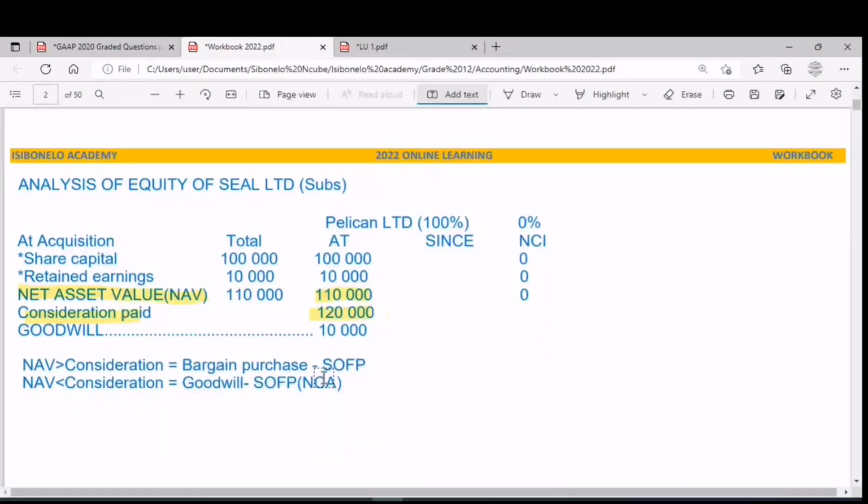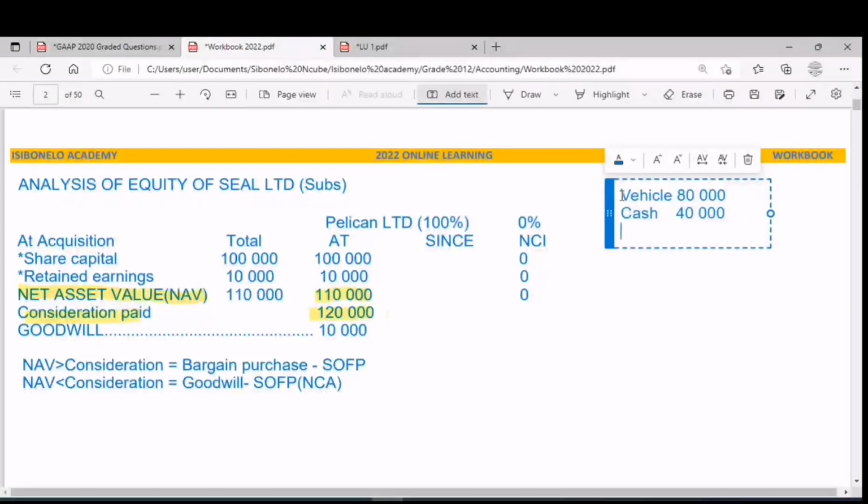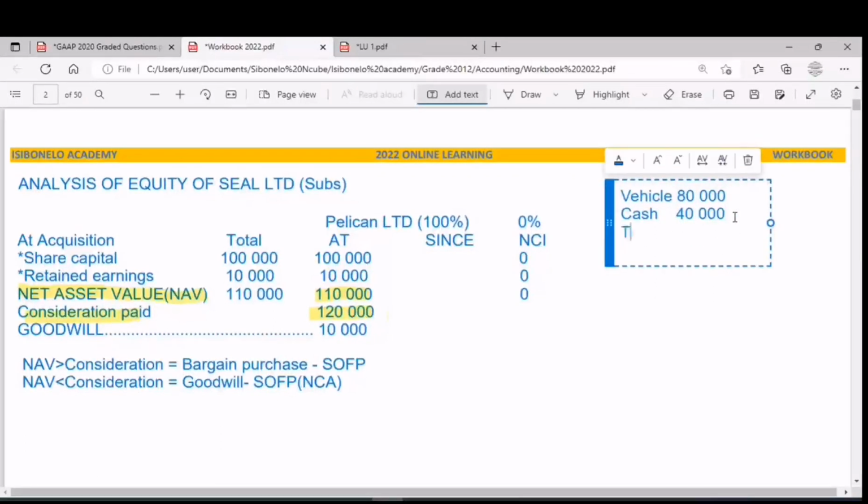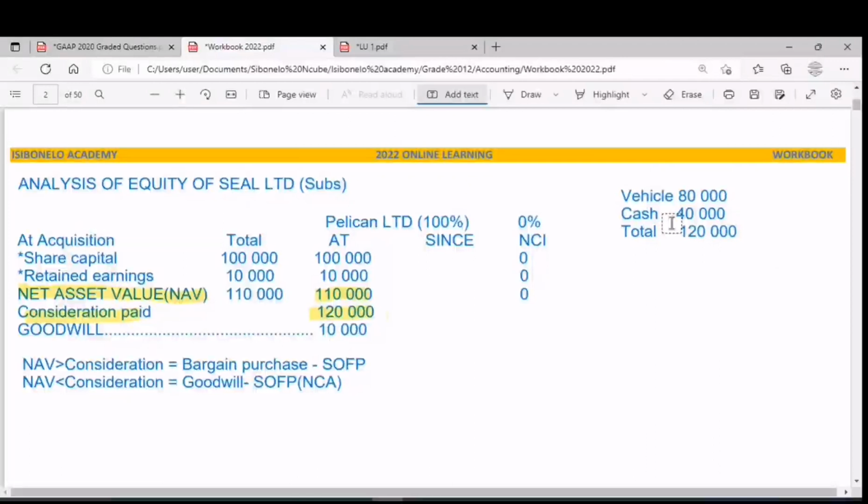Some we will add through the activities, where you will be told that the consideration is in the form of assets plus cash. But it makes no difference. If Pelican invests with a vehicle worth 80,000 plus cash of 40,000, it doesn't matter. We look at the total: the vehicle is part of the consideration paid by the parent for ownership of the subsidiary, and on top of that they added cash of 40,000. So you look at the total consideration: 80,000 plus 40,000 is 120. So here too you put the total of 120, even if it was made up of assets and cash. Do you understand what I'm saying?